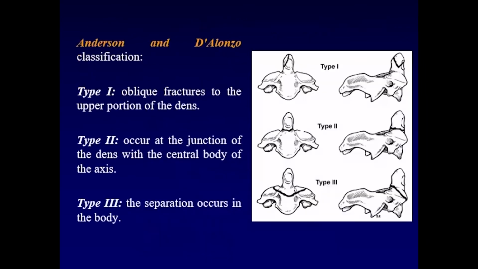Anderson and Alonso classified them into 3 types. Type 1, this is an oblique avulsion fracture of the upper portion of the dens. Type 2 occurs at the junction of the dens with the central body of the axis. And type 3, the separation occurs in the body itself.